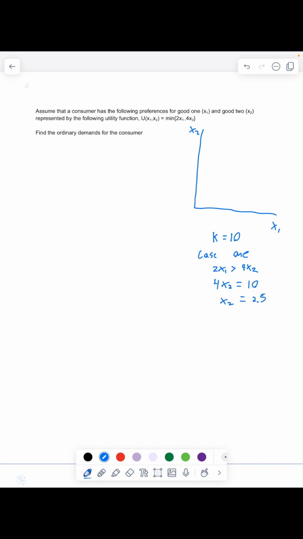And we're going to have a second case, which is going to be the exact opposite. This is going to be when 2x1 is actually going to be less. So in this case, we're going to select the 2x1 and set it equal to our constant and get that x1 is equal to 5. If we were going to plot this, we have x1 equals 5, and x2 is equal to 2.5, and a little dot here.